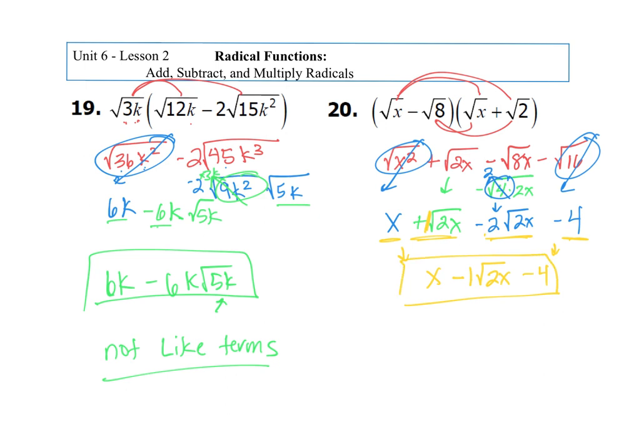All right, so with multiplying, you multiply first and then simplify your radicals. When you're adding and subtracting only, simplify your radicals first and then combine your like terms. Good luck.